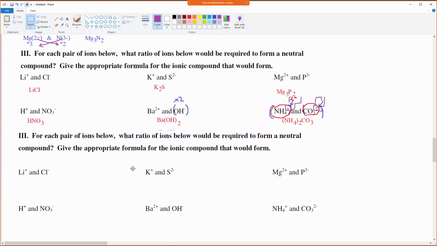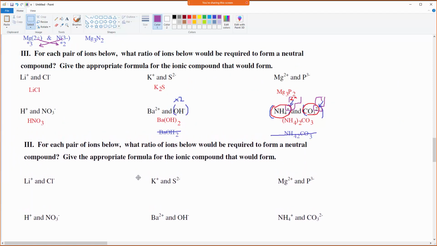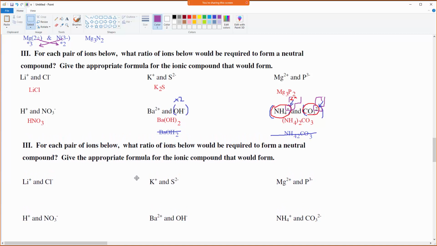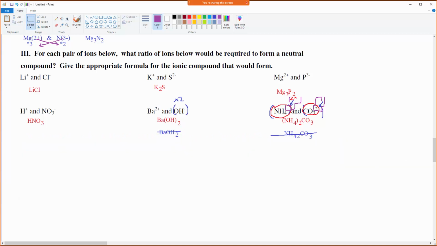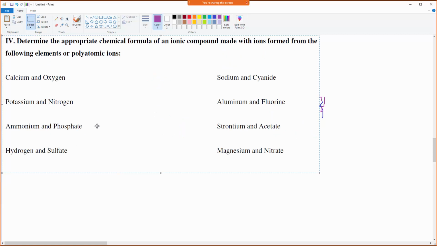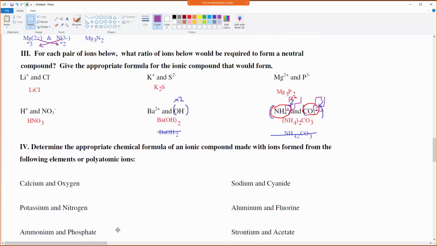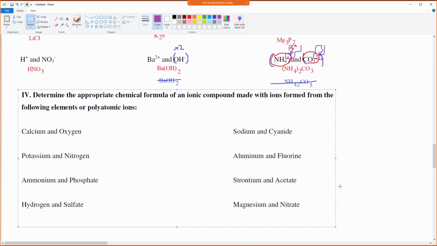So this is the next section in the same worksheet. You're doing exactly the same thing. Let's try this again. We're looking at section 4. You're doing exactly the same thing, except I'm making you take the extra step of identifying what the ion is.